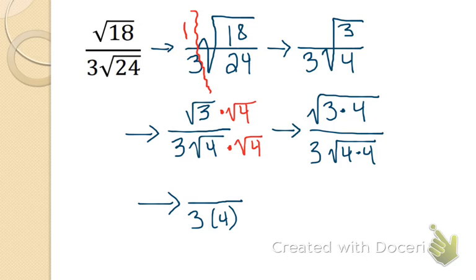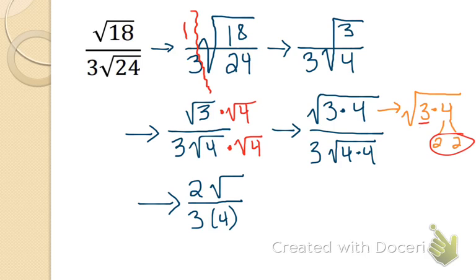However, in my numerator, I have 3 times 4. If I break up the 4, I get factors of 2 and 2. And guess what? There's my pair. The 3 is a loner. The 3 stays inside the radical, and the 2 goes outside of the radical. So we have 2 square root of 3. Let me clean this up a little. And now we have 2 square root of 3 divided by 12.